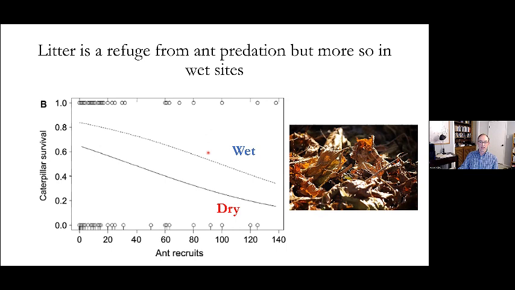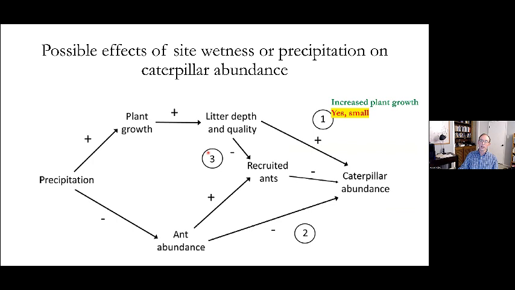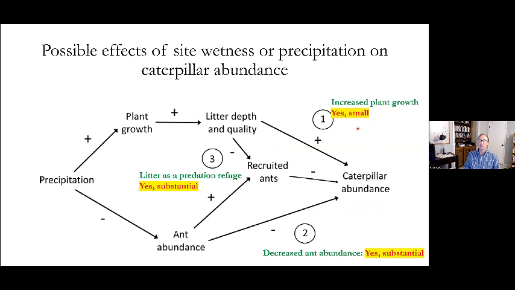Okay, so what I've shown you overall is that there was a small increase from plant growth with increased precipitation, a substantial effect of ant abundance, and an even more substantial effect of litter as a predation refuge. So basically, precipitation increasing has a triple benefit for the survival of our caterpillars. And the predictions for our sites are most likely that there will be a slight increase in precipitation. Under some climate scenarios, we get a more substantial decrease in precipitation. So it varies depending on the climate scenario that is modeled for our study site, whether there's going to be a net benefit from future precipitation changes.